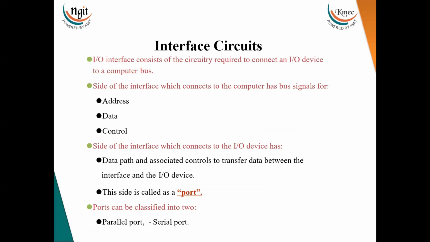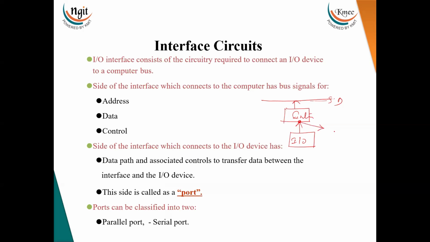Interface circuit. Many times I used this interface circuit in the previous lecture. Now this is the system bus. To the system bus, the interface is connected, and to the interface, IO devices are connected. Now this is the IO devices, this is the interfacing circuit, and this is the system bus. On one side, the system bus is connected to the interface, and on the other side, IO devices are connected.